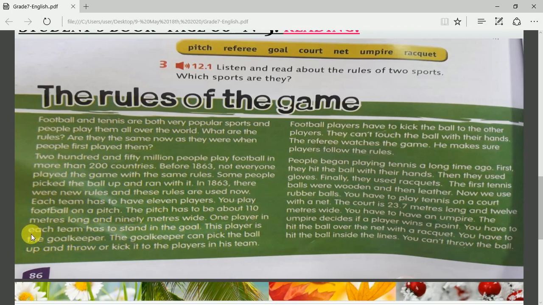One player in each team has to stand in the goal. This player is the goalkeeper. The goalkeeper can pick the ball up and throw or kick it to the players in his team. Football players have to kick the ball to the other players. They can't touch the ball with their hands. The referee watches the game. He makes sure players follow the rules.